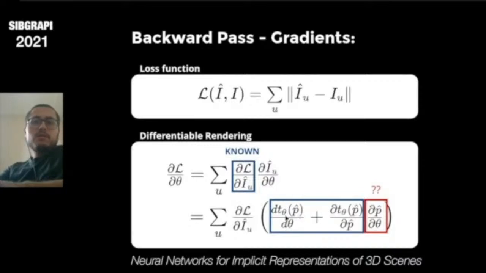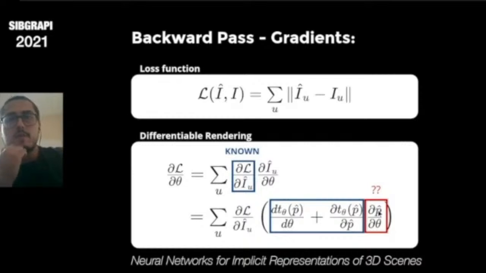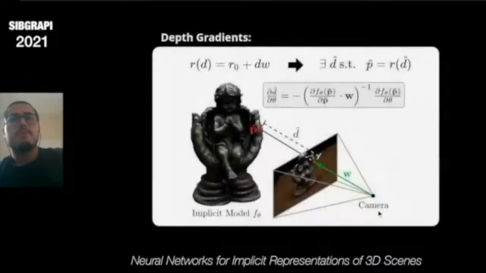To differentiate this, you have to differentiate in your first coordinate with respect to theta itself, and then you have to differentiate in P hat, but P hat is also a function of theta, so that's why you get this form. Now these two terms you can get from the network itself. The one that remains to be seen, which is less trivial, is how to compute the derivative of the intersection point with respect to theta, the parameters.